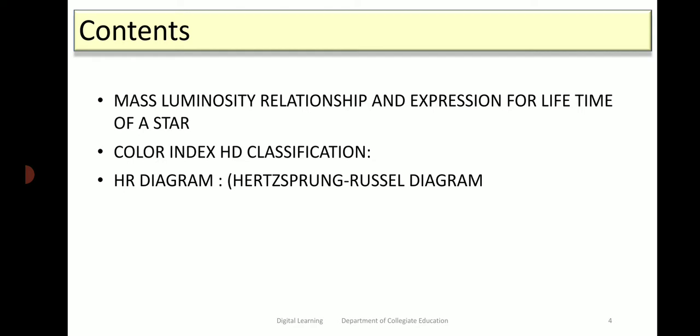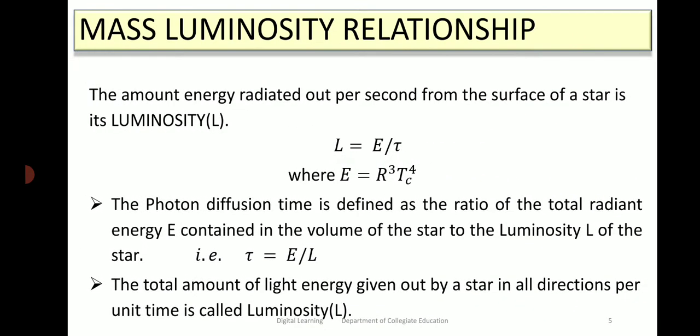The content of these units are mass luminosity relationship and expression for lifetime of a star, color index, HD classification, HR diagram, that is Hertzsprung-Russell diagram. So first I am going to explain the mass luminosity relationship.